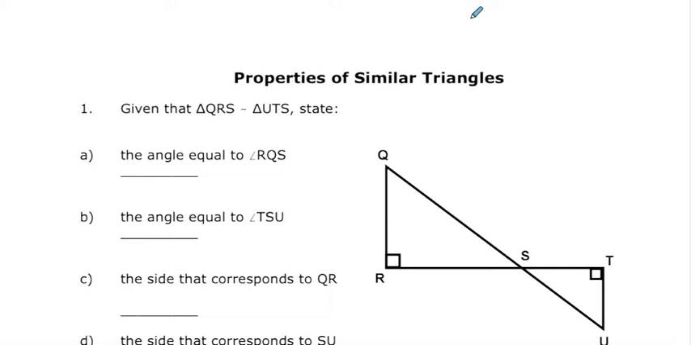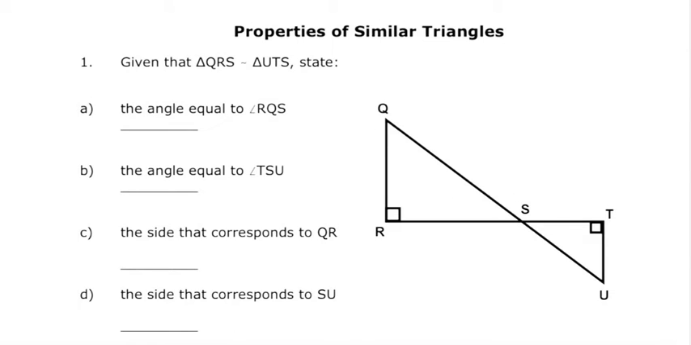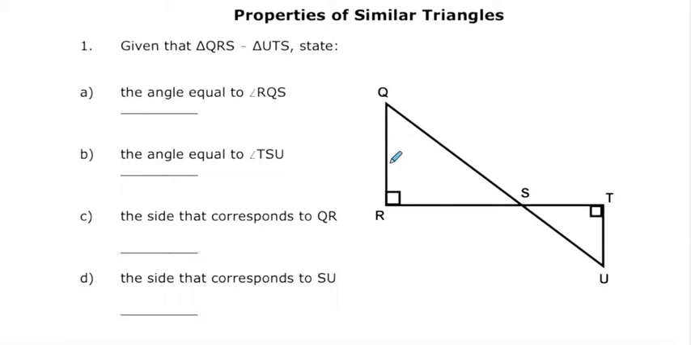Properties of similar triangles. For example number 1, we're going to take a look at the diagram to the right. So we have two triangles, QRS and STU. So we have to think about the order that these triangles are labeled. So it goes QRS, which is similar to UTS.